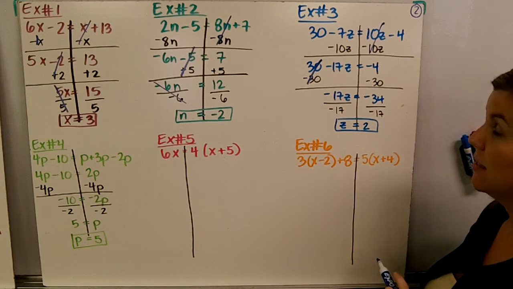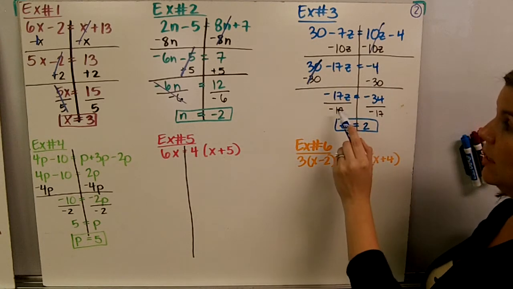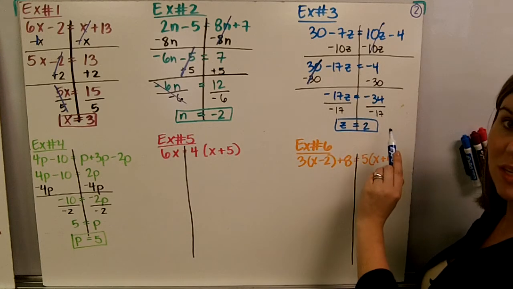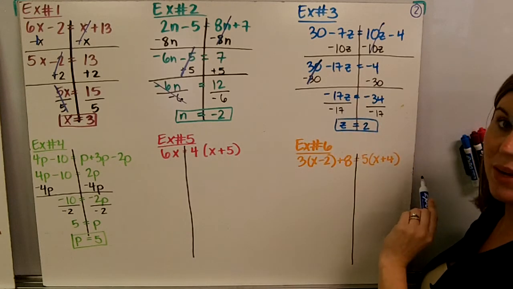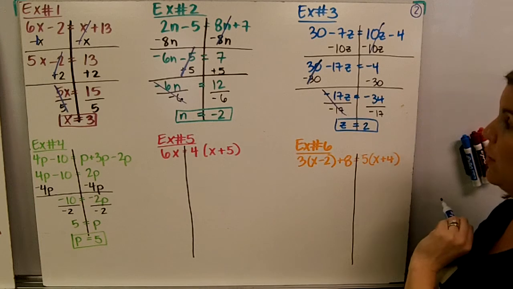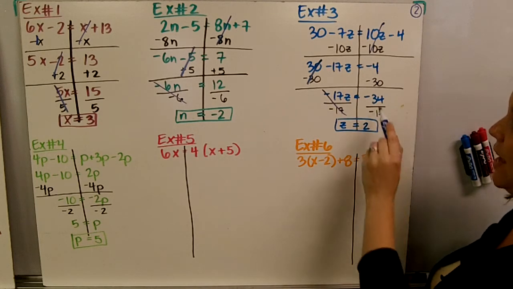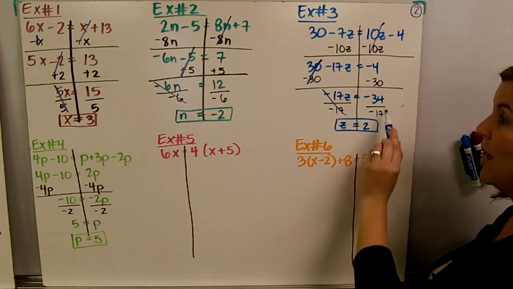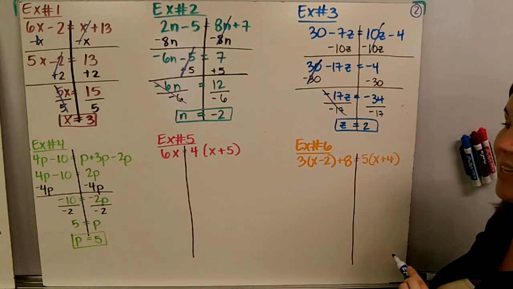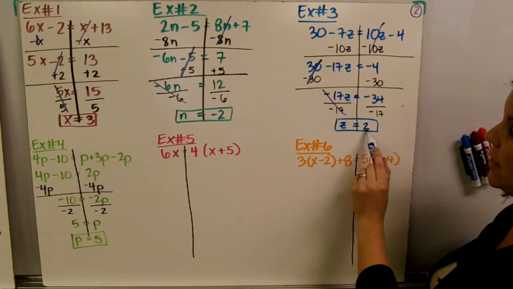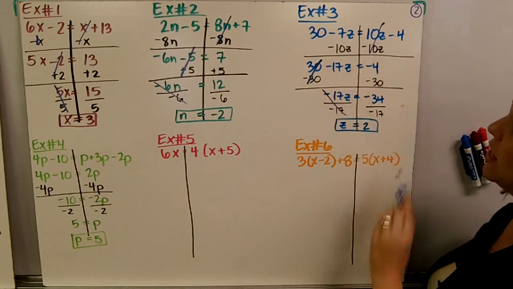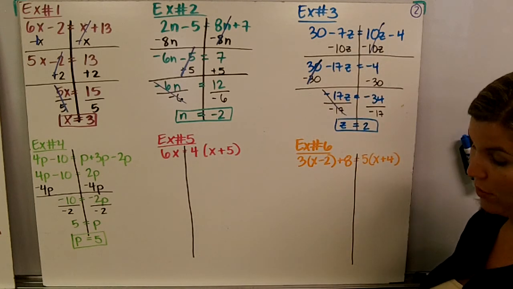Negative 17z comes down. Negative 17 times z, so the opposite would be to divide by negative 17. Those cancel. Negative 34 divided by negative 17. A negative divided by a negative is a positive, and 34 divided by 17 is 2. You can take 2 and plug it in where z was in the original equation to check your answer.